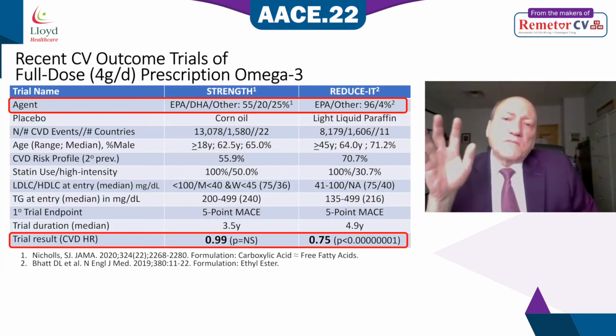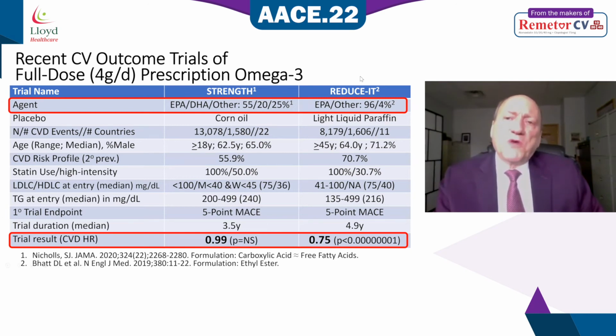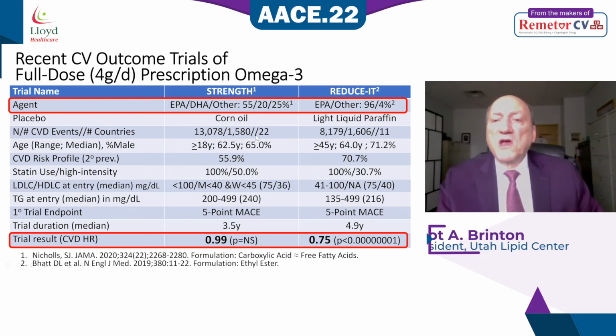Well, let's go to 2 trials. You probably heard of REDUCE-IT. This was first published several years ago. Much more recently, last year, was the STRENGTH trial. As you can see, these trials are very, very similar. Look at all these rows in the middle, very similar, except REDUCE-IT used EPA, a pure EPA product called icosapent ethyl, 96% EPA, as pure as it can be.